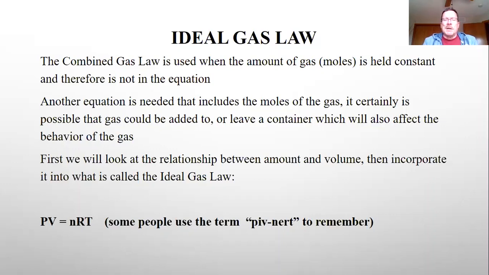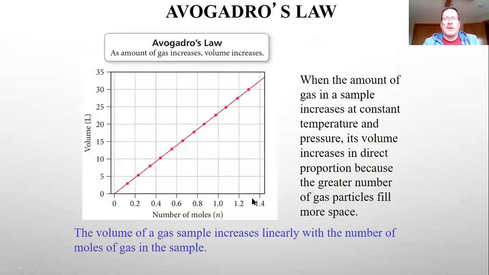Okay. So first we have to look at amount and volume and invoke our friend Avogadro's name again, and then incorporate that into the gas law, which you can see right here. Here's what the gas law is: PV equals nRT, or some people just think in their head "pivner" to remember the formula. We'll break it down as we go. But first, let's talk about Avogadro.